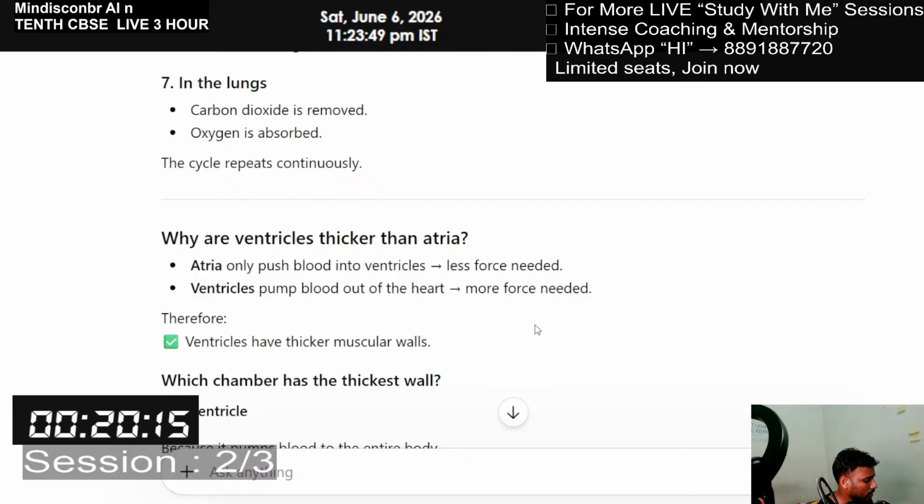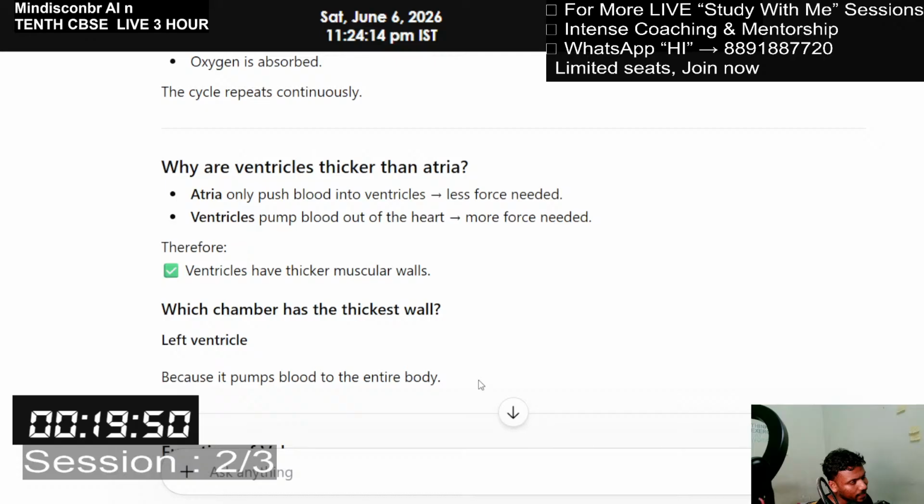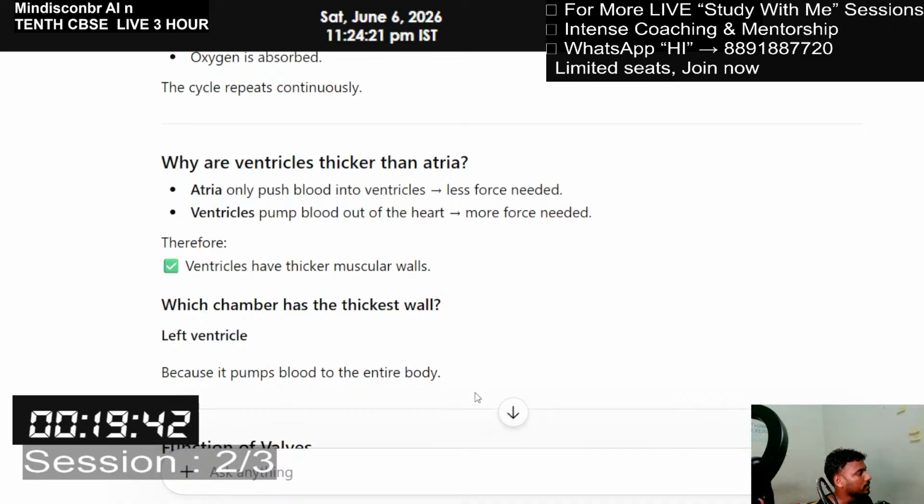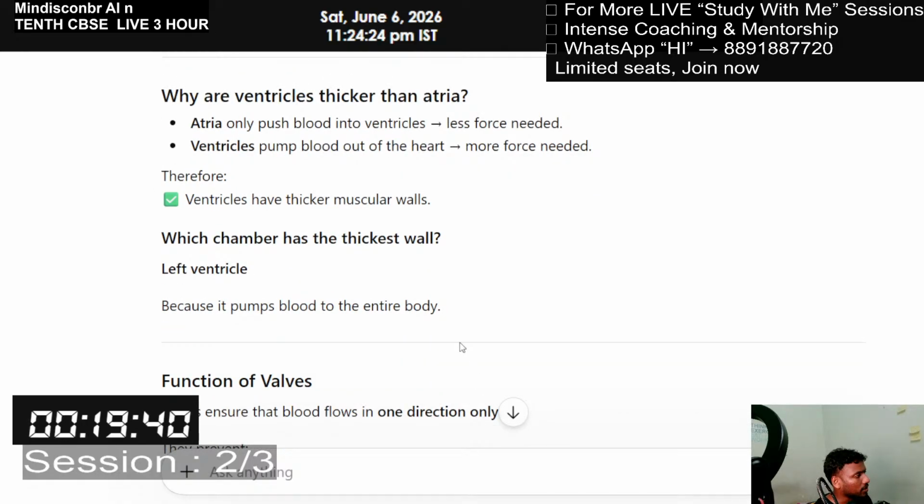The ventricular wall is thicker than the atrial wall because the ventricle pumps the blood out of the heart, so it requires more pressure or more force, so its walls are thicker. Also, atria push blood into the ventricles, so less force is needed. Atria push blood into the part of the heart itself, but from the ventricle, the blood is pumped out of the heart. So ventricles have thicker muscle walls.